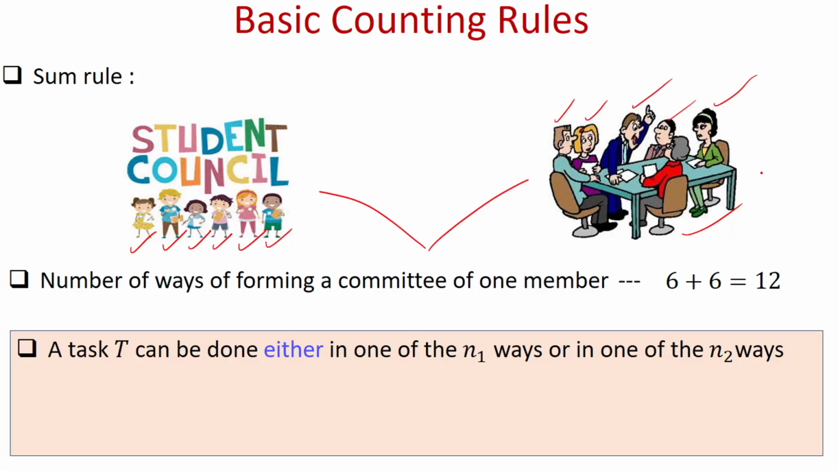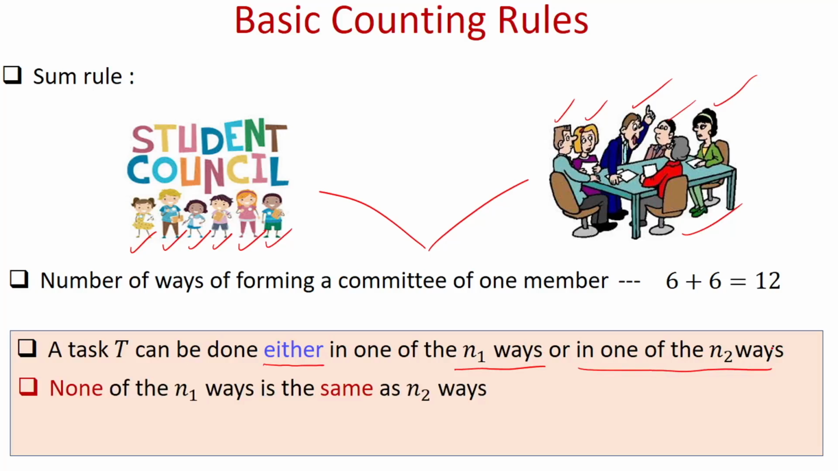So the rule is the following. You have a task T which can be done either in one of the n1 ways, or in one of the n2 ways. And of course, there is another restriction, which is that none of the n1 ways is the same as the n2 ways. So for instance, if you take this example, n1 ways correspond to the case when the committee consists of a student, and n2 ways correspond to the case when the committee consists of a faculty member. And both these cases are disjoint. You can't have a committee member who is simultaneously a student as well as a faculty member.